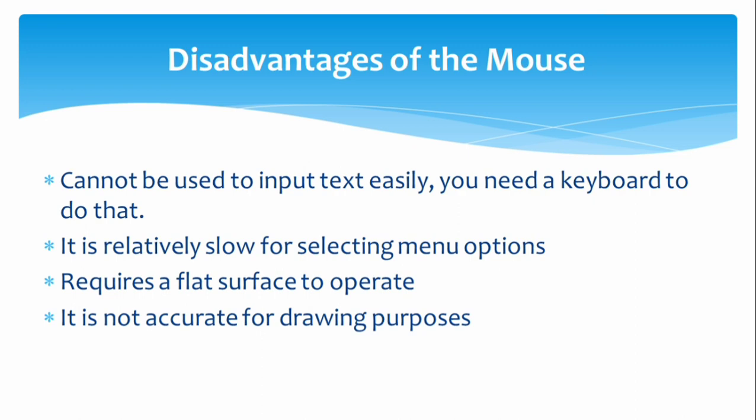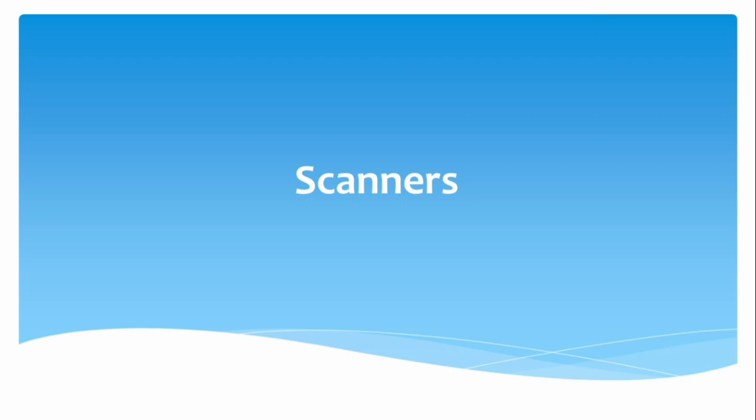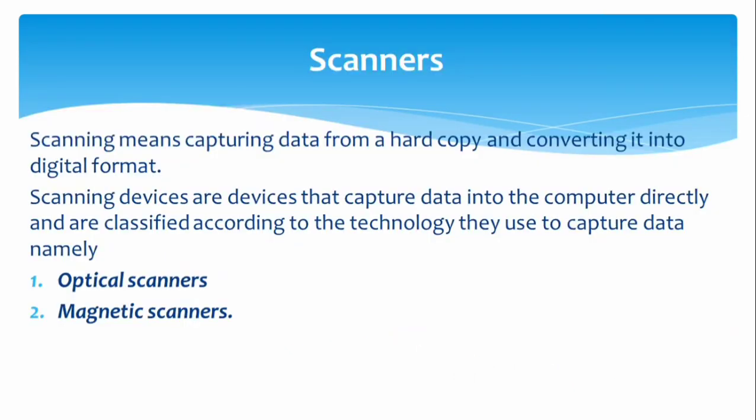Then we have scanners. Scanners are for capturing data from a hard copy. Something that is already hard copy, that you want to convert to soft copy or to a digital format, you use a scanner. We have two types of scanners: optical scanners and magnetic scanners. So we'll be looking at them.